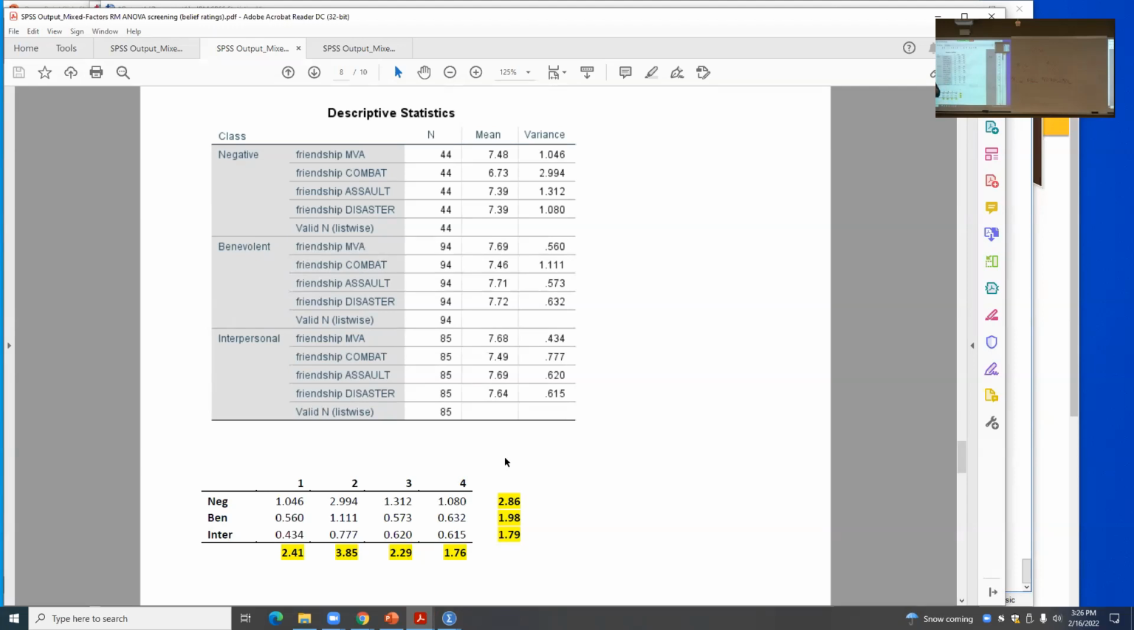Now, Matt, in SPSS, what's SPSS giving us a test of in terms of homogeneity of variance? Between subject factor. It's between subject stuff, right? So what I've done here is I've created a table. Here's vignette 1, 2, 3, 4, group 1, 2, 3. And what I did is I just pasted in variance estimates in this table, right?